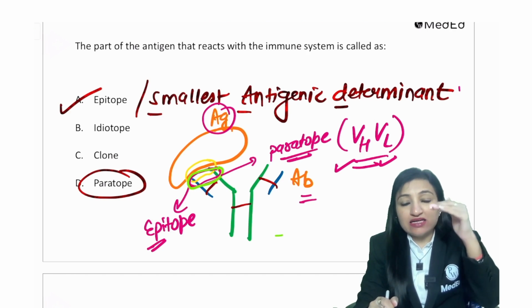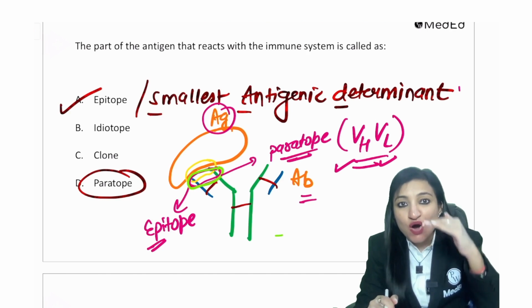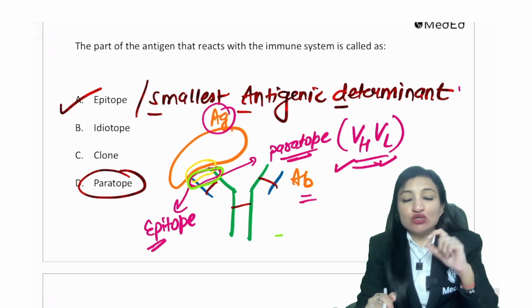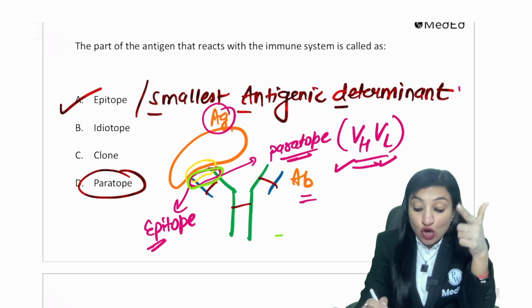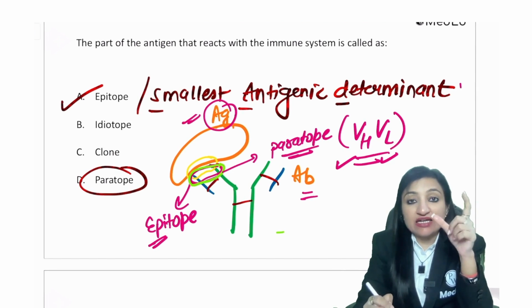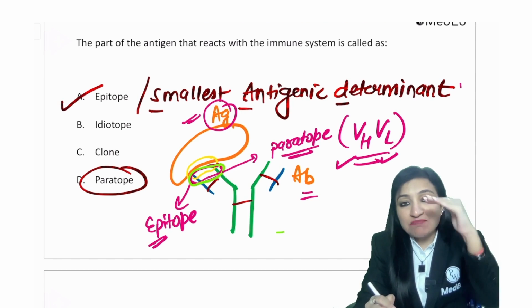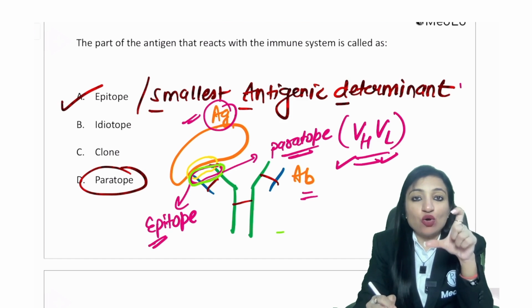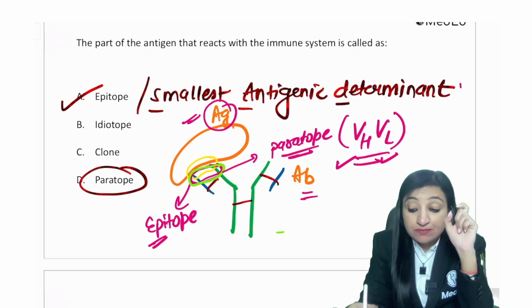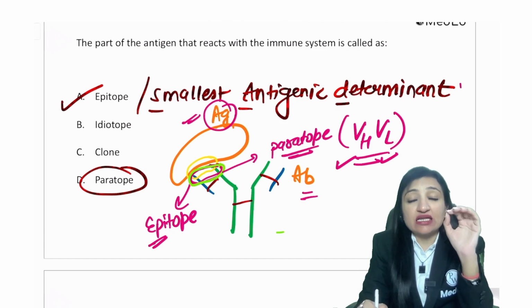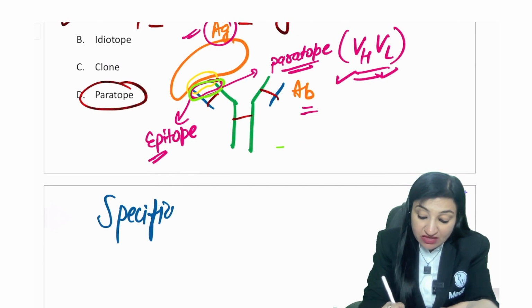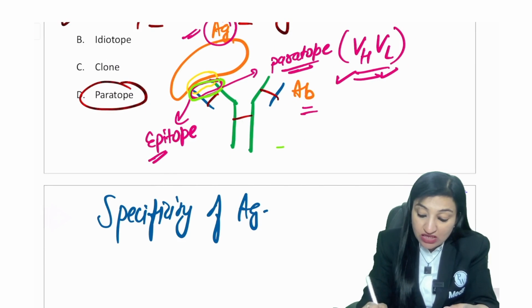Now para in Hindi means pada hua, or lying down, it means below. So remember, epi means upper, at top, and at top I have drawn the antigen. So epitope is there on the antigen, and paratope is at the bottom, that is, paratope is a part of the antibody. And also remember guys, this antigen antibody interaction is highly specific. This is known as the specificity of the antigen antibody reaction.